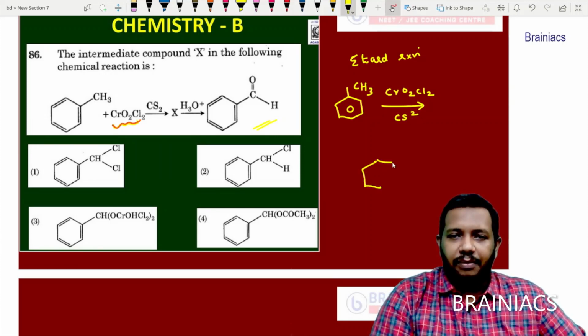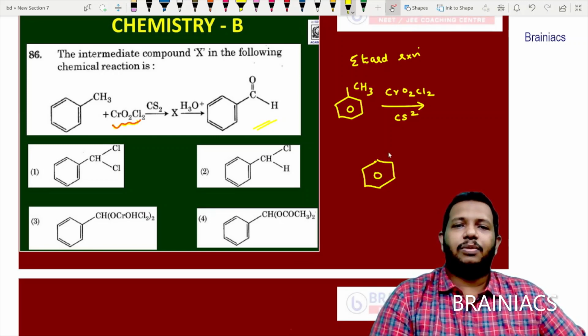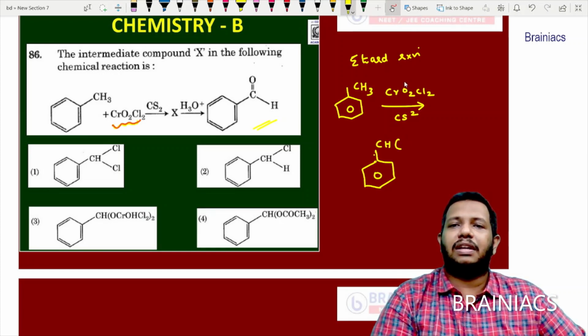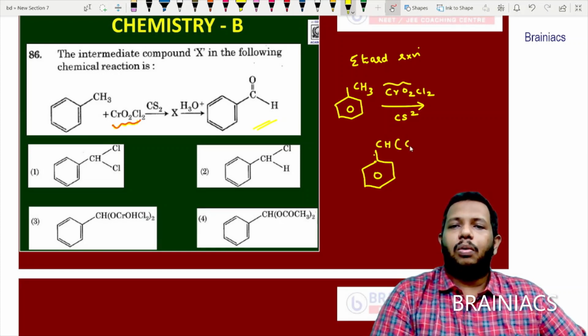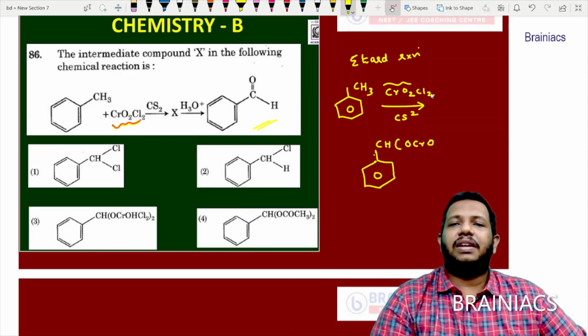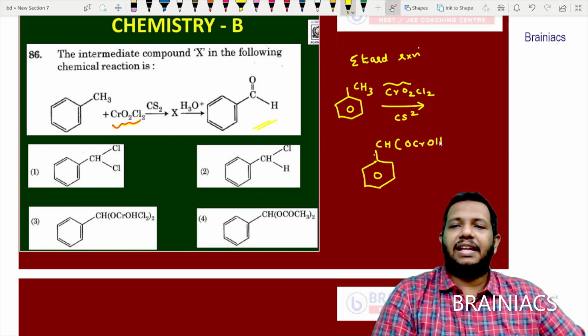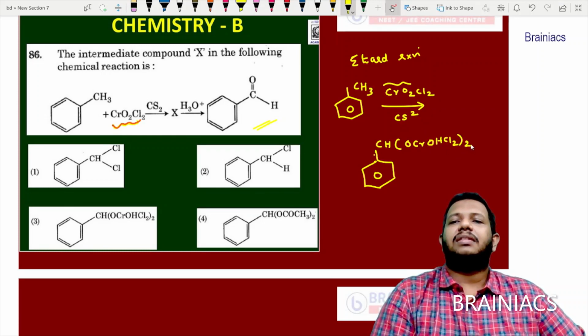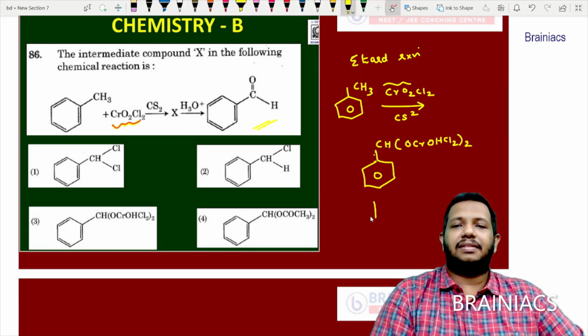In NCERT they have given this, and I told my dear students to remember it. How to remember this one? You have CH, then in bracket you expand it, O, then CrO. If you do this itself, you will get hydrogen from here and chlorine from here, so you will get HCl twice. This is that chromium complex, and on hydrolyzing with H3O plus, you will get benzaldehyde.